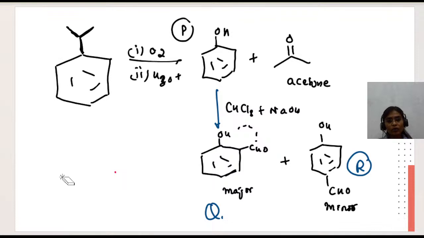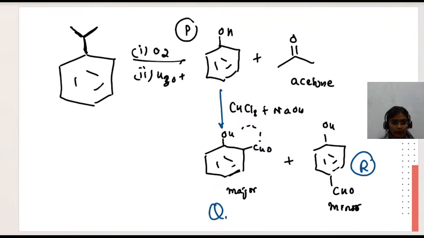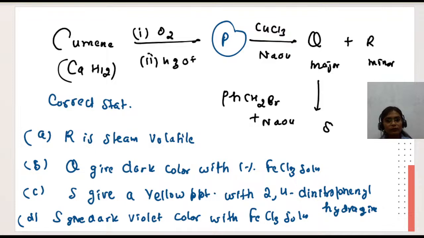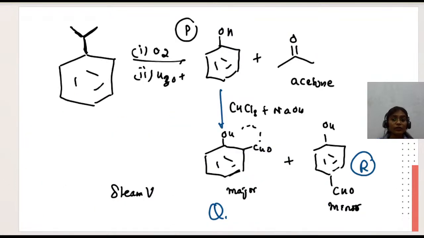That is an ortho-hydroxybenzaldehyde kind of thing, which is also very reactive. So it's steam volatile. Back now, what is written here? Q is steam volatile. Is Q the correct answer? No way. Which one? Q is the major one. Q has intramolecular hydrogen bonding. So which one is steam volatile? B is the correct answer.